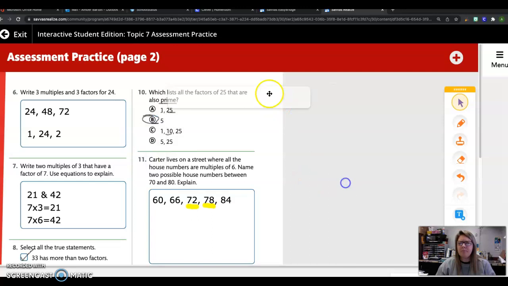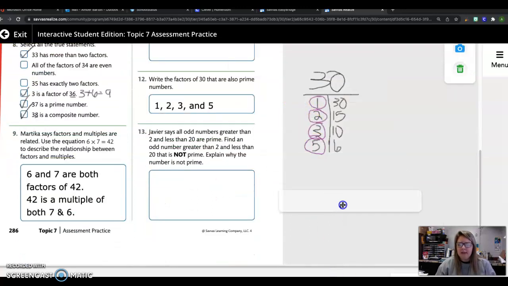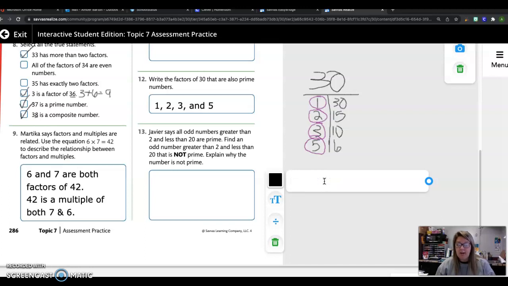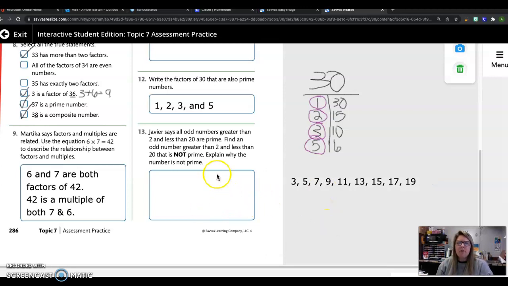So first of all, what I want to do is list out all of the odd numbers between 2 and 20 just so I can visualize what it's asking. So I know we have 3, 5, 7, 9, 11, 13, 15, 17, and 19. Okay, so Javier thinks that all of these odd numbers have to be prime. So what we need to do is find one that is not prime so we can explain why.